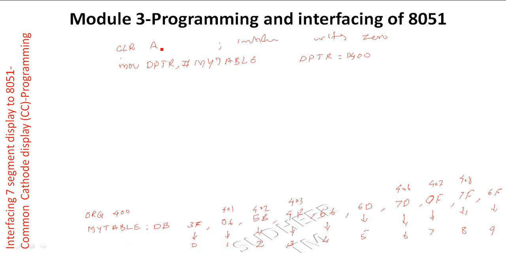Okay, now we need to get the data from the corresponding location 400. Now our accumulated content is 0. So we need to get back the code for 0, which is 3F, from the location 400. Since this is the program ROM where we kept this data, we need to use the instruction MOVC. MOVC will get the code to the accumulator. So the syntax is MOVC A, @A+DPTR. What the instruction is doing: the content from the memory pointed to by the sum of accumulator and DPTR will be copied to the accumulator.